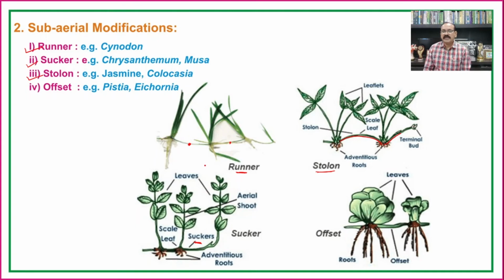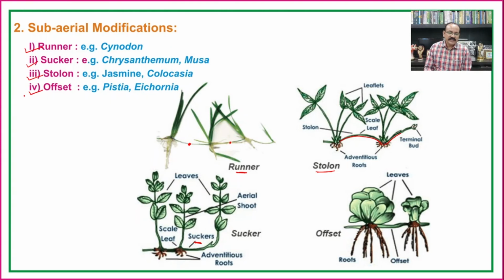the bud which is present on the nodal region of this branch is responsible to grow into the new plant, where its terminal bud gives rise to the new shoot and adventitious roots. The common stolon bearing plants are jasmine, colocasia and vallisneria.